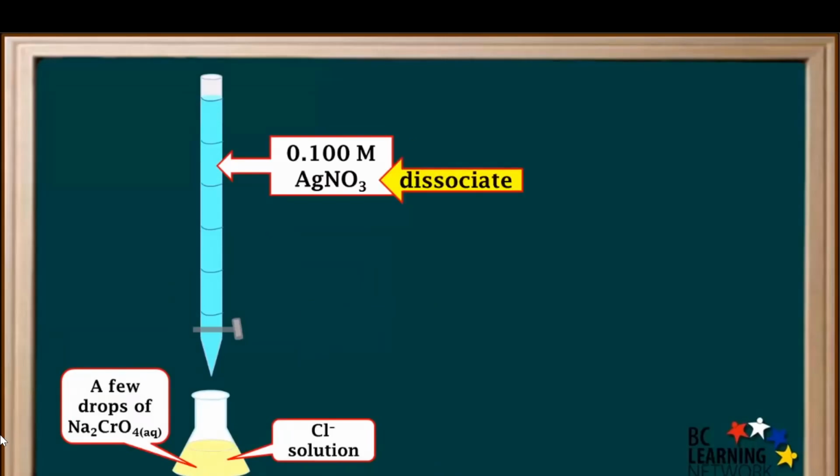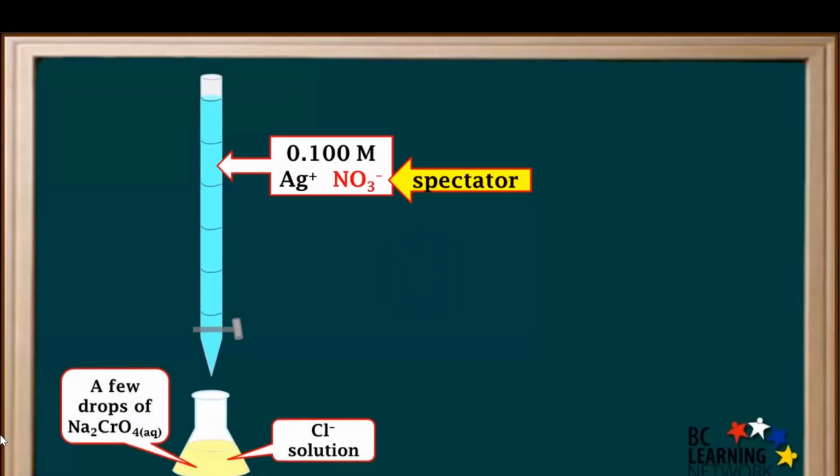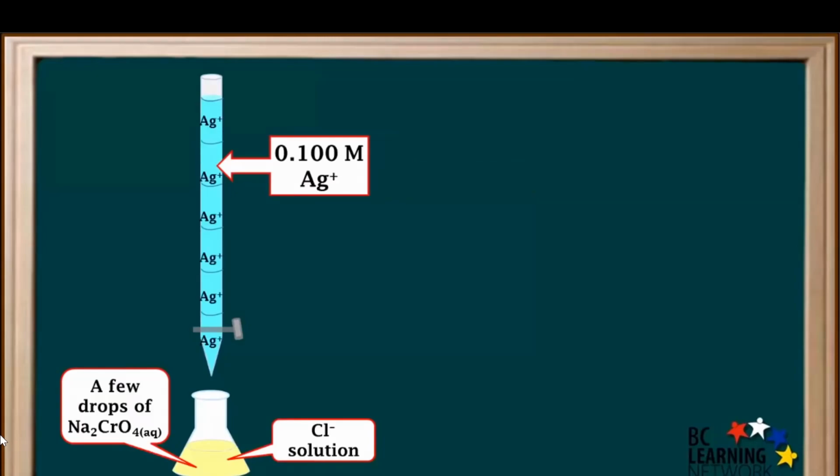We'll dissociate AgNO3 into its individual ions, which are Ag plus and NO3 minus ions. NO3 minus, of course, is a spectator. So what can we do with it? Ignore it. Yes? The nitrate ion does not form any precipitates. It's a spectator ion here, so we'll just delete it from our discussion and tidy up a bit.